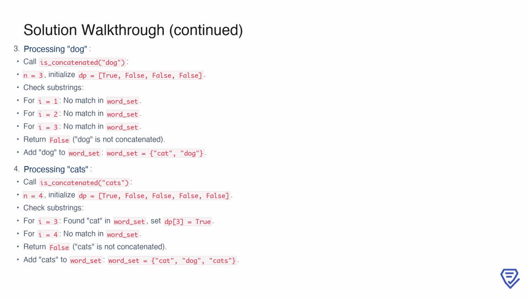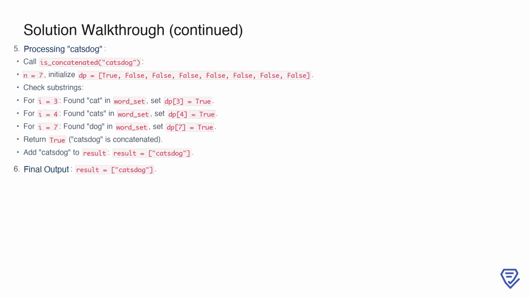Moving on to cats, the is_concatenated function is called again, and this time the dp array is of size 5. As we check its substrings, we find that the prefix cat is already in word_set, so we update dp[3] to true. However, none of the remaining substrings lead to a valid concatenation, so the function returns false. Cats is added to word_set, updating it to cat, dog, cats.